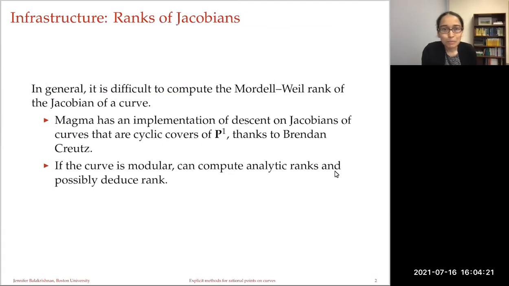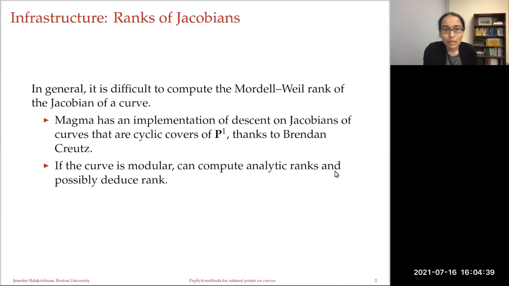Right, so the first bit of infrastructure, so a lot of what we do, we start off by saying, well, suppose the rank of the Jacobian is this, where maybe it's less than the genus, or it's equal to the genus, or whatever it is. But in general, it is rather difficult to compute the Mordell-Weil rank of the Jacobian of a curve.